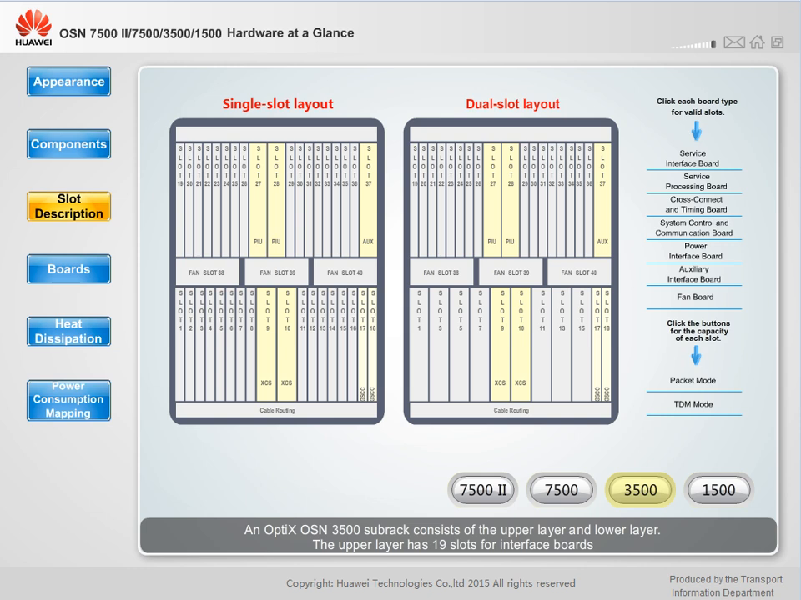An OptiX OSN 3500 subrack consists of the upper layer and lower layer. The upper layer has 19 slots for interface boards, and the lower layer has 18 slots for processing boards. There are 3 other slots for fans. Each slot supports different access capacities in packet mode and TDM mode. The cross-connect board type also determines the access capacity of a slot.